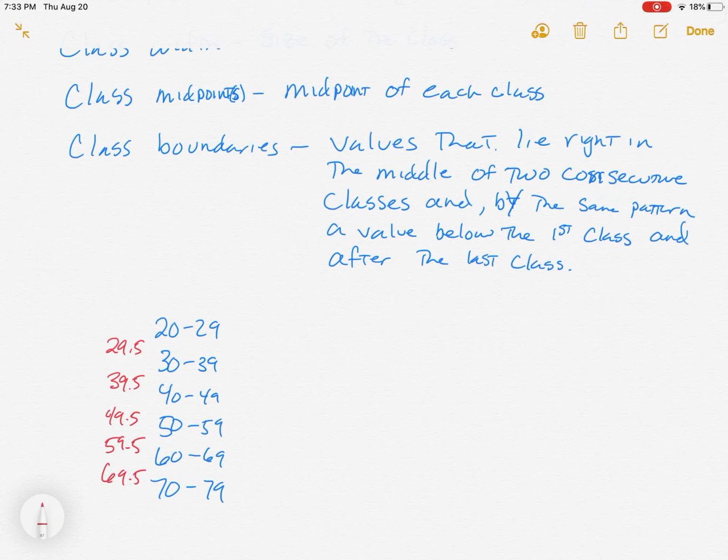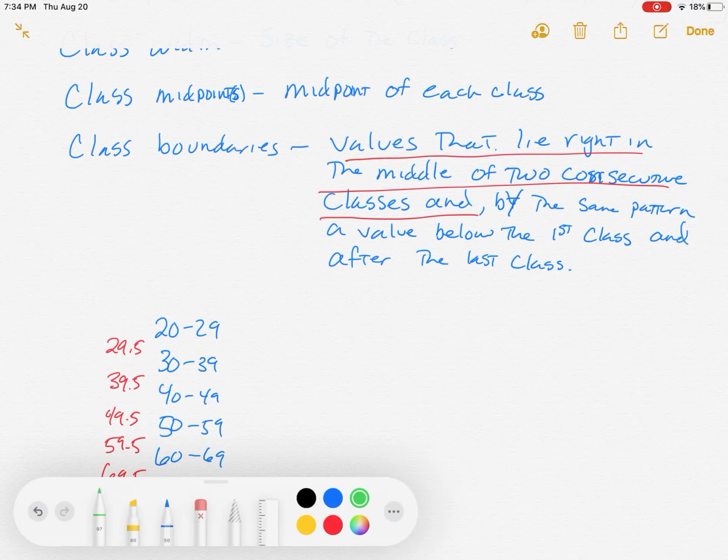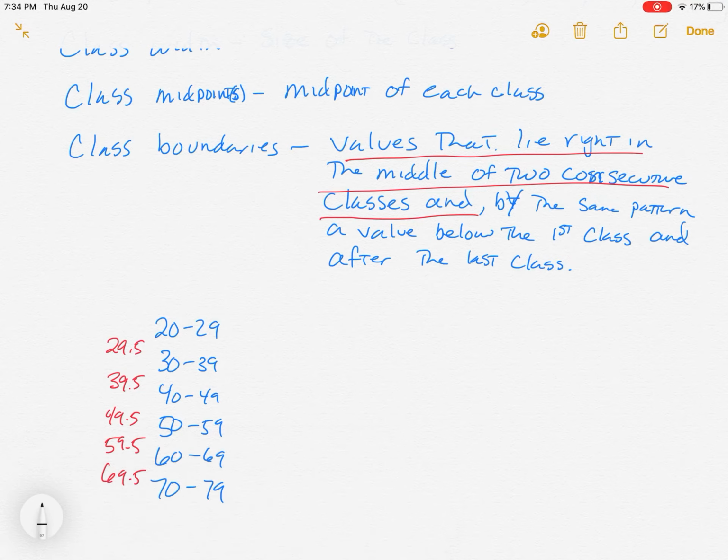So right now, I've gotten the values that lie right in the middle of the two consecutive classes. Now I need to go get the other two. I'm going to put them in a different color just so I can highlight what they are. I'll put them in black. Maybe that would be easy to read. So notice what's happening every time. 29.5, 39.5, 49.5, adding 10 each time. So the one that lies beyond the last class is 79.5. By the same pattern, adding 10 or adding the class width, a value after the last class. Now if I go backwards, you'll notice that we're subtracting 10 every time.